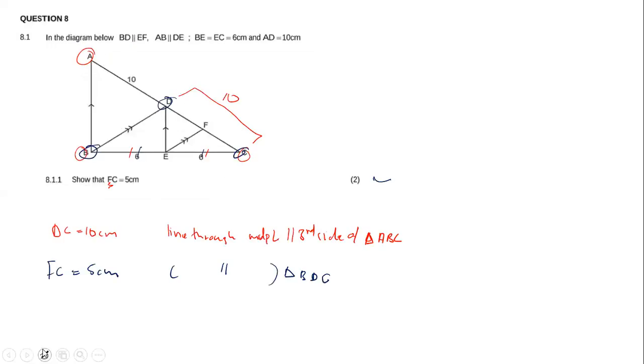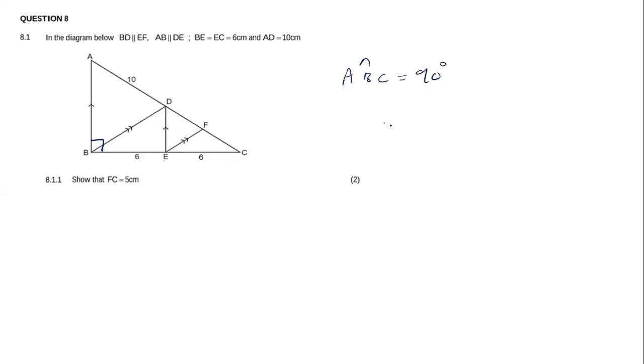Now, let me erase everything. Now, we want to prove that this is 90 degrees, okay? Angle ABC. We want to prove that this angle is 90 degrees, right? So they told us that AB is equal to 16 over 5 multiplied by FC. We are told that this side is equal to this.